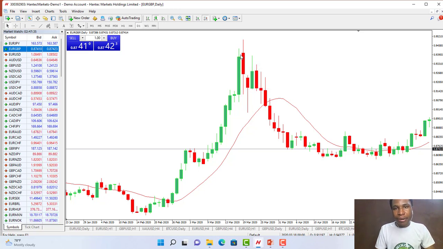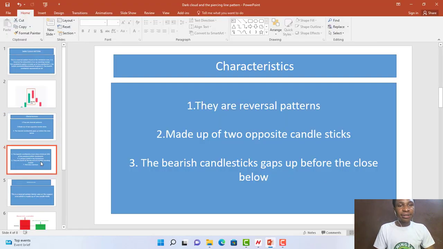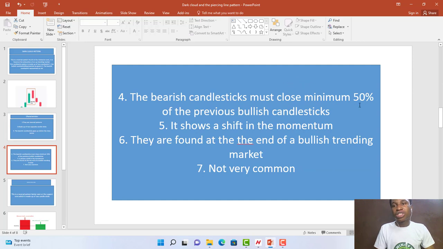There must be a gap to the top side before it comes down, closing at least 50%. That's the difference between dark cloud and every other candlestick pattern, right? So the bearish candlestick must close minimum 50%. We've said that it shows a shift in momentum. Dark cloud candlestick shows a shift in momentum. That's why 90% of the time it plays out.